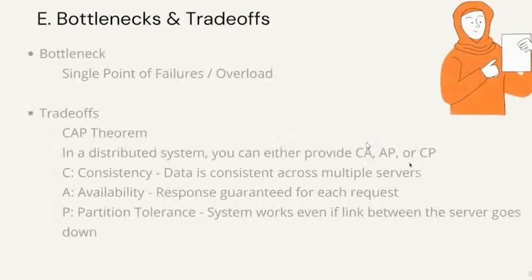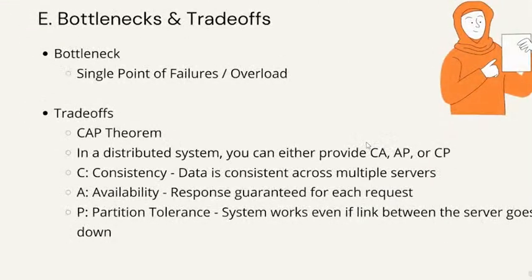This is the fifth step in the system design framework. This is where you will finalize your bottlenecks and trade-offs. What is a bottleneck? A bottleneck is a single point of failure in your design. So in this step, we'll try to identify what our single points of failure are, how we can prevent them, and how we can resolve them.